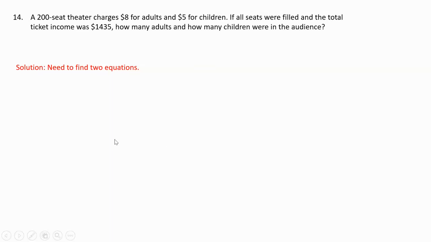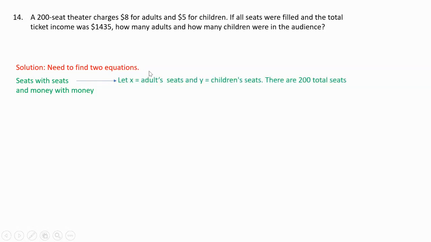So here, guys, for the solution, we need to find two equations. We're going to use people with people and money with money, or seats with seats. What does that mean? This is what it means. We're going to let x be the adult tickets, and y be the children's tickets. And it's going to be a total of 200 seats, right? So the first equation is going to be x plus y equals 200.